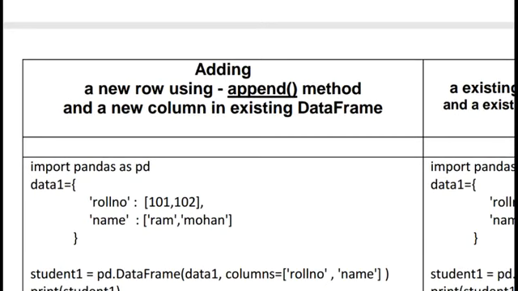And adding a new column in existing data frame with the help of index. Directly we can use data frame name with index and type new column name and is equal to then respective values. So adding a new column is very simple process, but adding a new row we always use append method. So for this purpose I am taking one example.